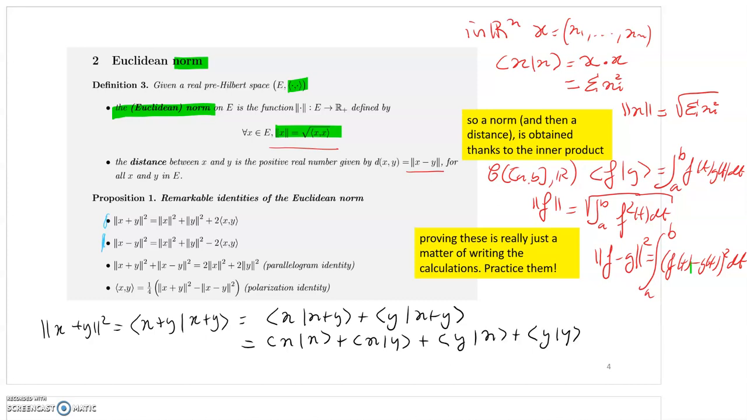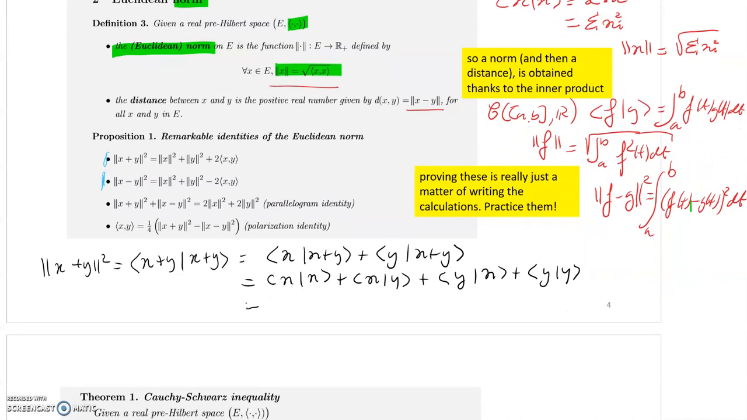Okay, nice. So I can already say that x with x is going to be the norm of x squared, y with y is going to be the norm of y squared, and using the fact that this inner product is symmetric, these two elements here are actually the same, right? So I can write 2 times the inner product of x and y, because this is also equal to the inner product of y and x. So that was for that one.